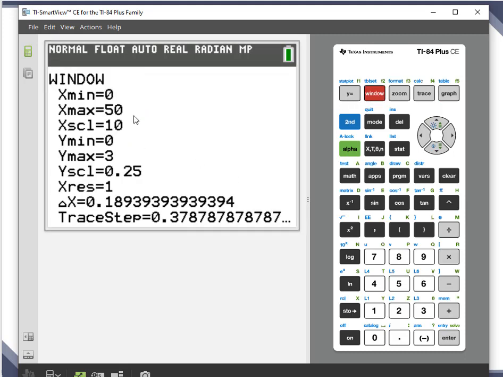So using the window function, we can manually determine how to make sure something will show up in our calculator if we want to graph an equation on our calculator.